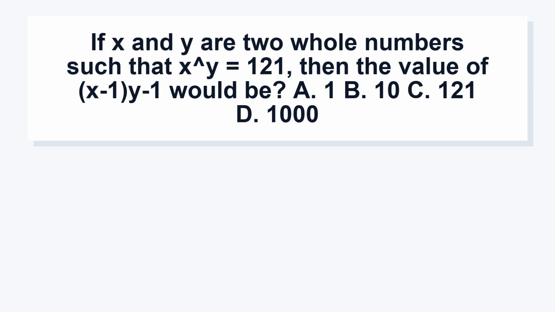If x and y are two whole numbers such that x^y equals 121, then the value of x^1, y^1 would be A. 1. B. 10. C. 121. D. 1000.